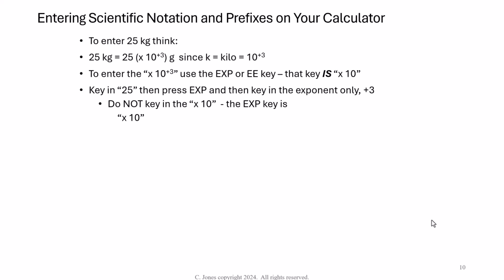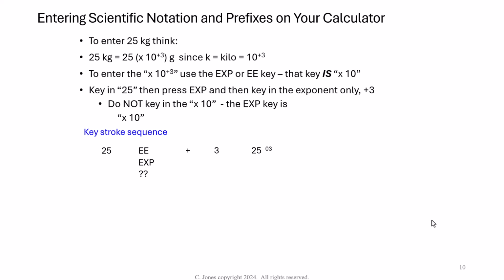So the way you would do this is you would key in 25, then you would press the EXP or the EE key, and then enter in the exponent only, in this case plus 3, okay? Because again, the EXP is times 10. So the keystroke sequence would be enter in 25, press EE or EXP, or whatever else you may have to read the directions for, whatever else it's going to use to be times 10 to whatever. Then you press the plus minus key, right? Don't use the add or subtract key. You have to hit the plus minus. And you press 3, and now your display should look like 25 to the power of 3.